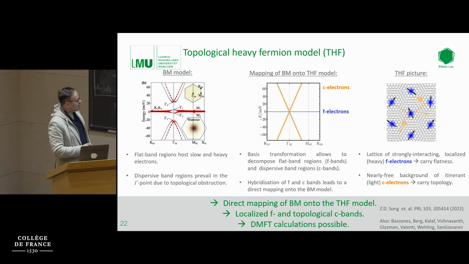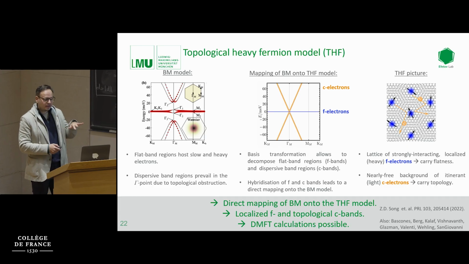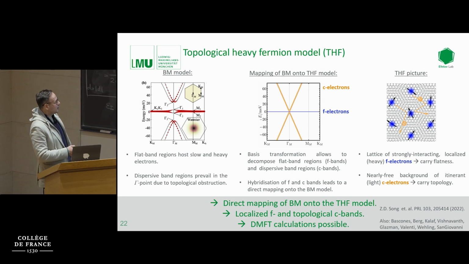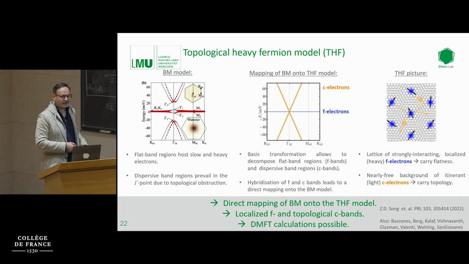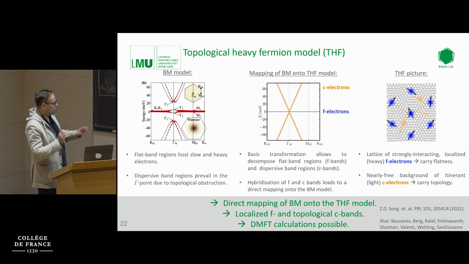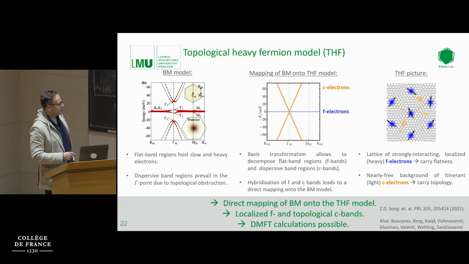Here is the Bistritzer-MacDonald model that I showed you before. If you look closely at this model, you find the regions of the band which are extremely flat, where the electrons are very slow, likely to localize, and are heavy. And then the regions here at the gamma point where the dispersion is not completely gone, right? You can see there's still leftover dispersion in the bands. These carriers are not so heavy; they're still light and still very conducting.